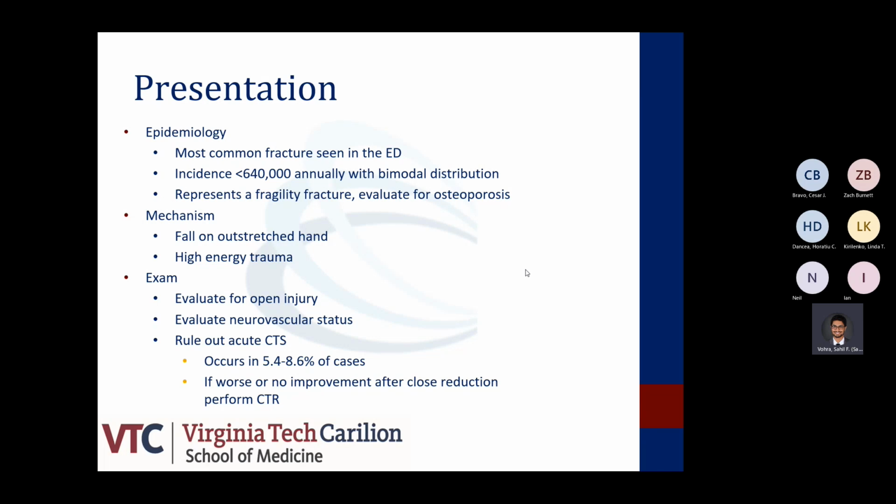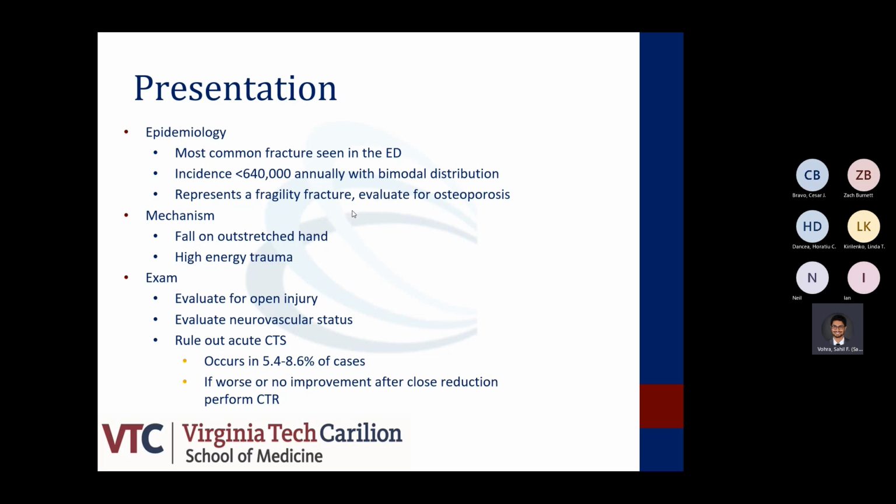So presentation, the epidemiology of it: it's the most common fracture seen in the emergency department. It's about 640,000 annually with a bimodal distribution. So typically young men, higher energy traumas, and then older people, ground level falls once they get osteoporotic. And it does represent a fragility fracture in that population.